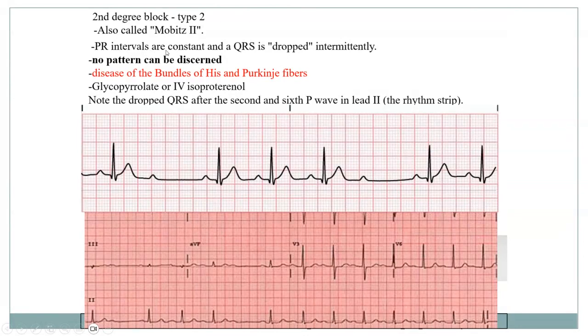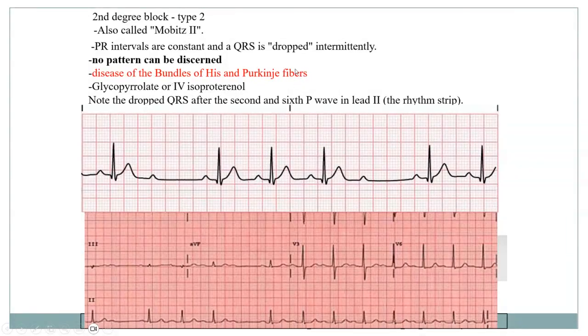There is no prolonged increase in the PR interval as in type 1, and the QRS is dropped intermittently. You cannot predict when you will have a dropped QRS, so no pattern can be discerned. See, this is P, QRS, T, P, and then the dropped QRS, and so there is no pattern which you can discern. This is a disease of the bundle of His and Purkinje fibers.